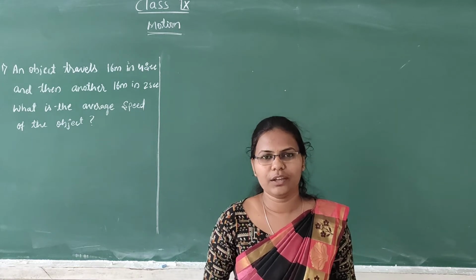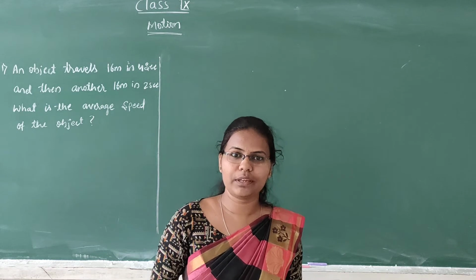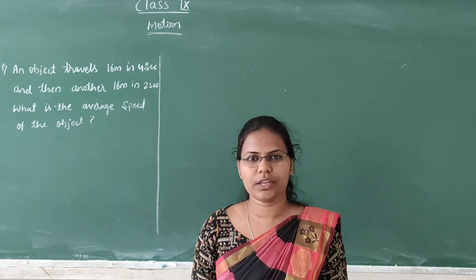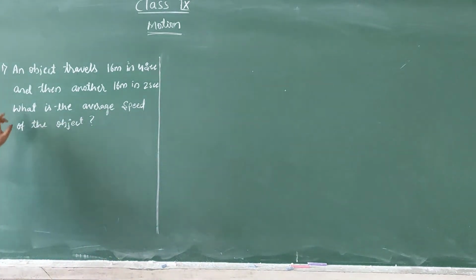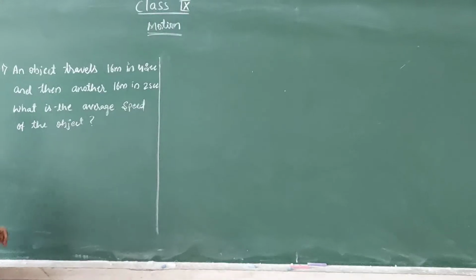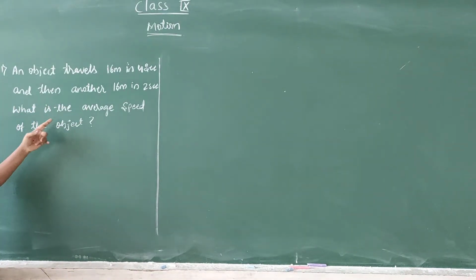Everyone. Today we are going to solve some numerical problems based on the motion chapter. So the first question is: an object travels 16 meters in 4 seconds and then another 16 meters in 2 seconds. What is the average speed of the object?